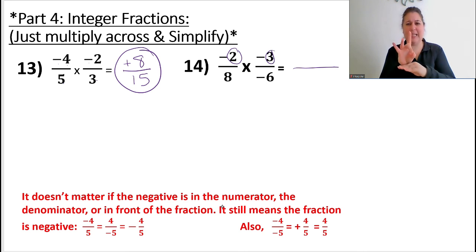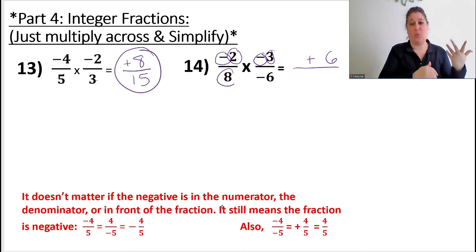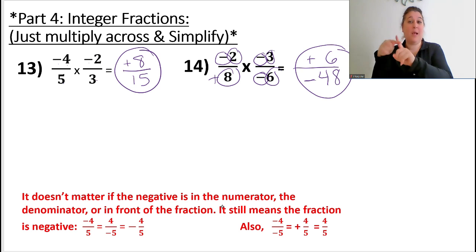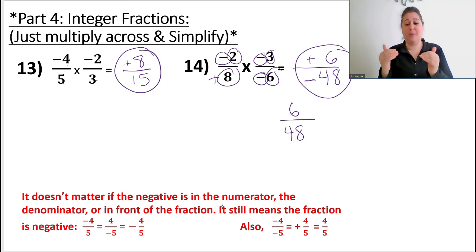What's 2 times 3? 6. What's a negative times a negative? Positive. What's 8 times 6? 48. What's a positive times a negative? Negative. Oh, but we can simplify that one. Okay, so 6 over 48. Let's say if we divide by 6.